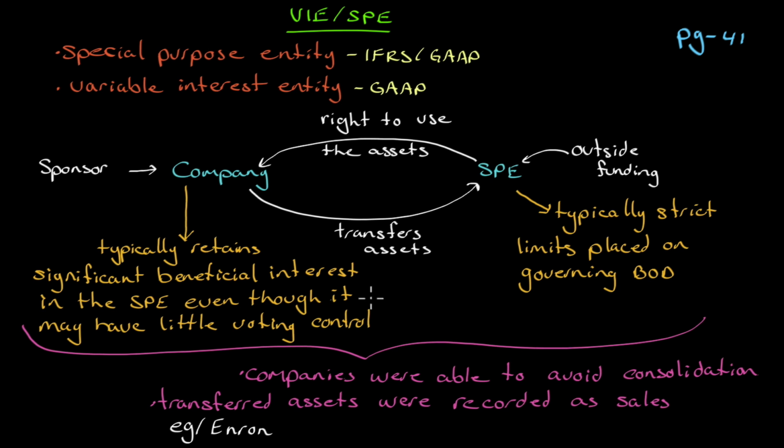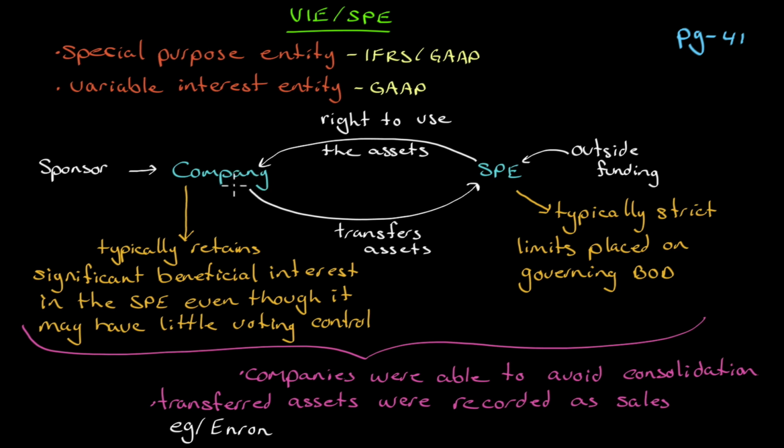Well, this was a big issue with Enron. A whole bunch of these things were off balance sheet, right? Companies were able to avoid consolidation, and transferred assets were recorded as sales. The company has $100 million of assets. It needs to raise money. What it does is it sells the assets to the SPE. Guess what? Its gain on the sale of assets or disposal of assets looks incredible, right? And its return on assets looks great because it's even lower.